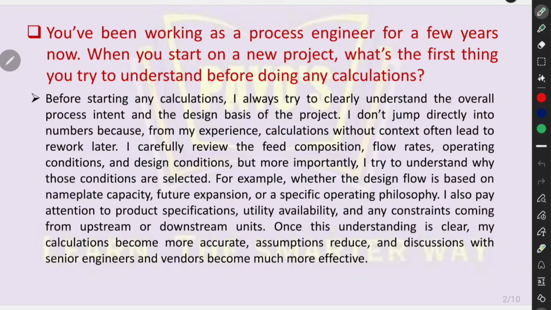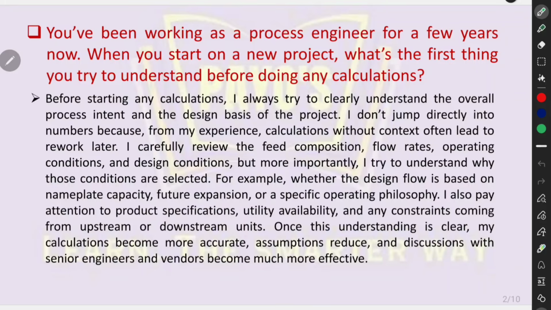You've been working as a process engineer for a few years now. When you start on a new project, what's the first thing you try to understand before doing any calculations? Before starting any calculations, I always try to clearly understand overall process intent and the design basis of the project. I don't jump directly into the numbers because from my experience, calculations without context often lead to rework later.